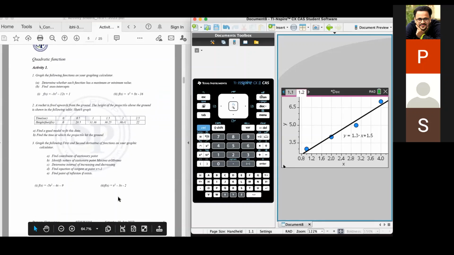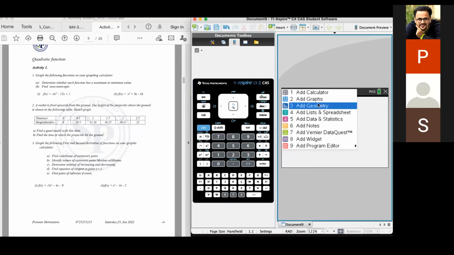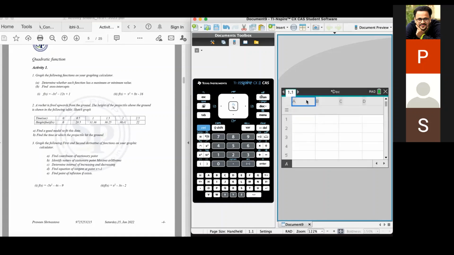Secondly, the same feature we can use in the case of quadratics. So quickly I will show you. Again, when the data is provided, we will have to go here. It is given that a rocket is fired upward from the ground. The height of the projectile above the ground is shown in the following table. So we will be using T here, and this is height.